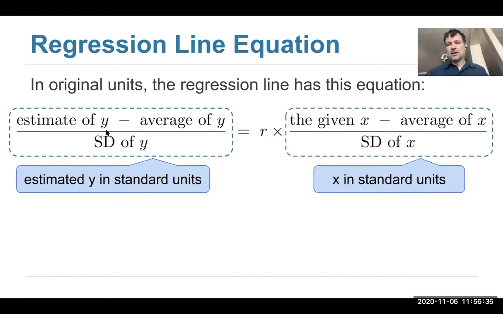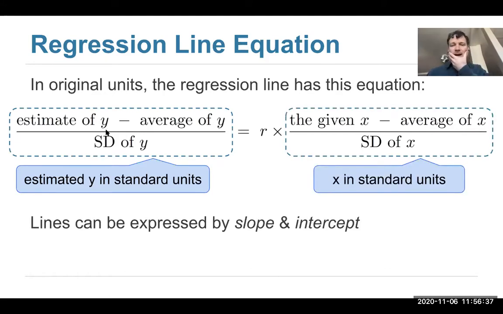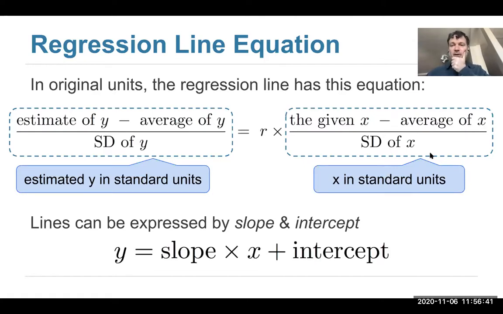All right. So this line can be expressed by a slope and an intercept. You can rearrange the terms and put it into the form y in original units is equal to some constant times x plus some constant. The constant you multiply x by is the slope of that line. The constant you add is called the intercept.